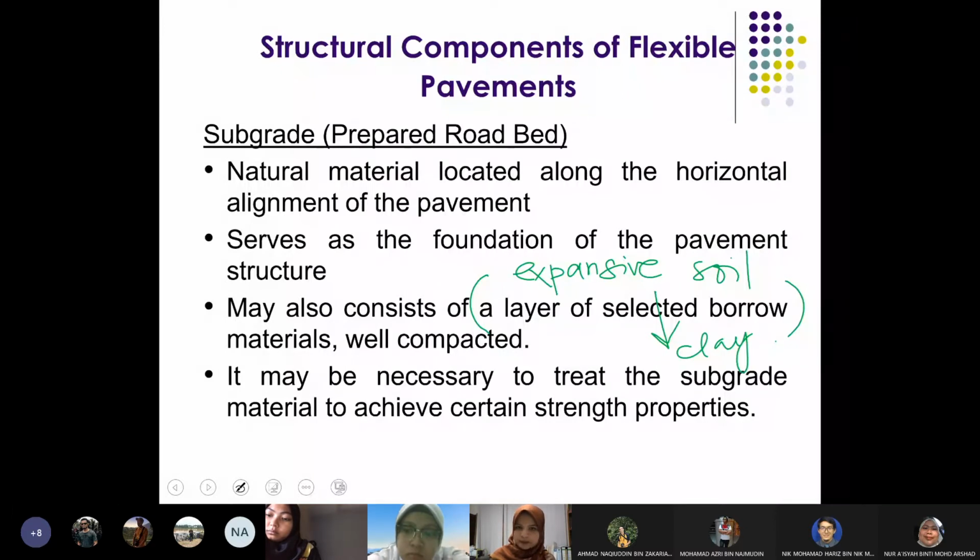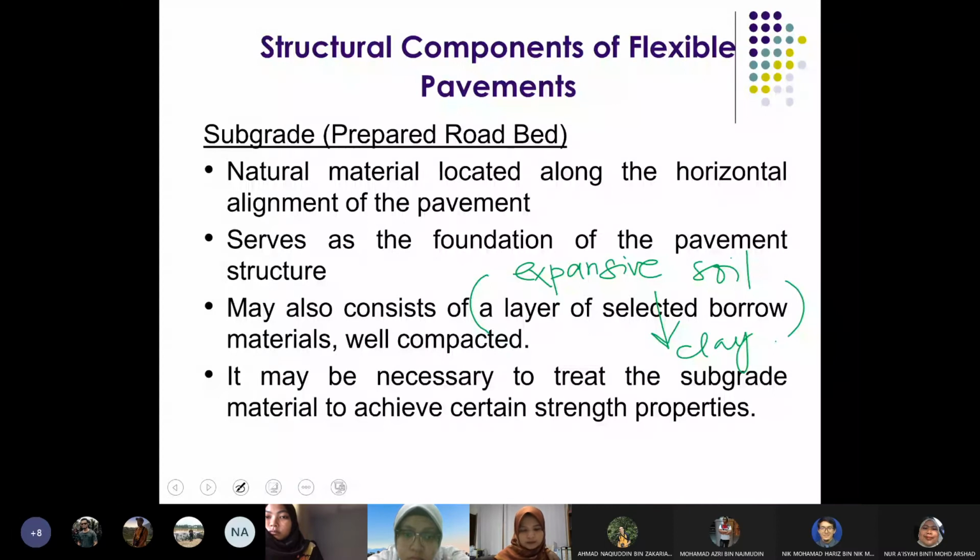So JKR sees this problem as mainly occurring in Malaysia, and even they couldn't find one common solution. So if you want to study for your final year project, maybe this is part of the problem that you can cater for, and propose to solve with your final year project. Okay, so to overcome the expansive soil problem, what do they do?